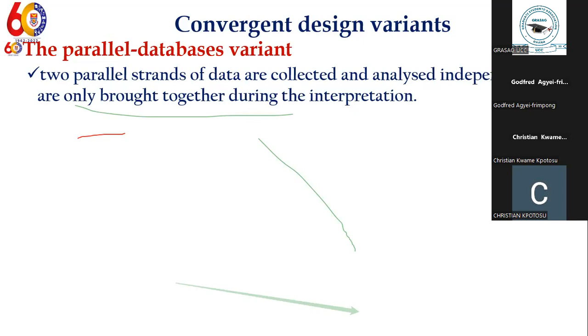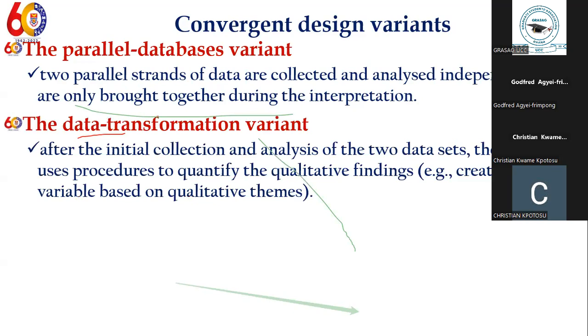So in this case, you analyze them separately, but report on them during your interpretation, so that someone who looks at the quantitative, looks at the qualitative, will say, okay, when you collected the data with only the questionnaire, these were some of the things that are lacking, but in the qualitative, I have been able to see, oh, these are the issues that these people have. So two independent data. The next one is the data transformation variant.